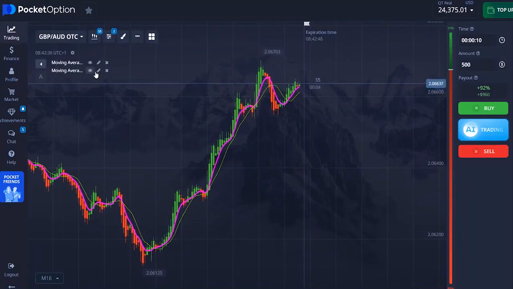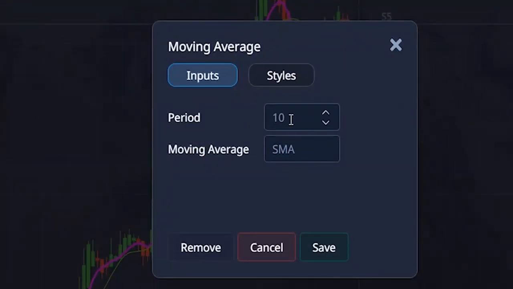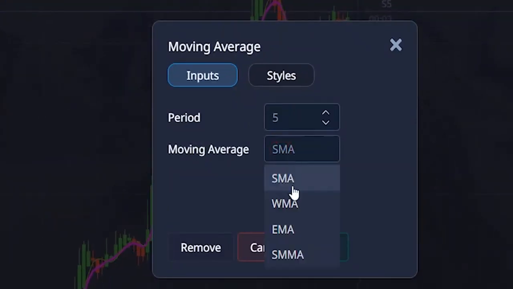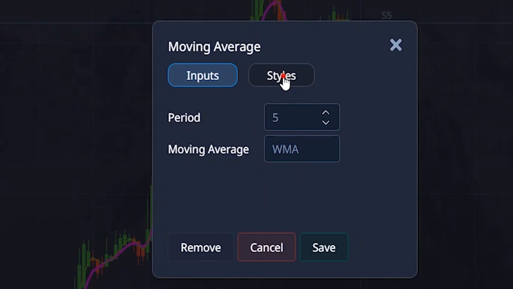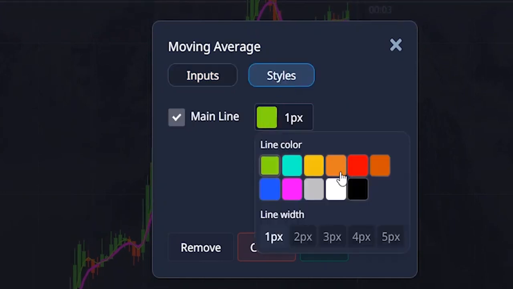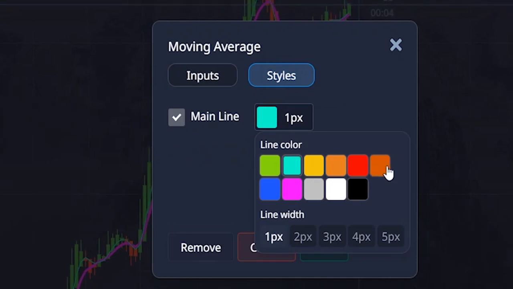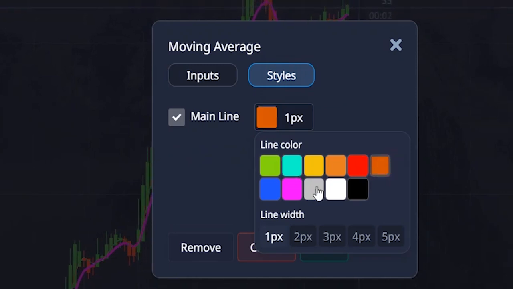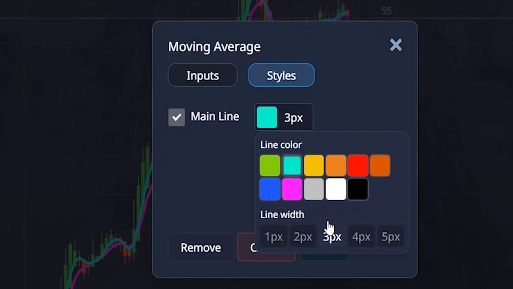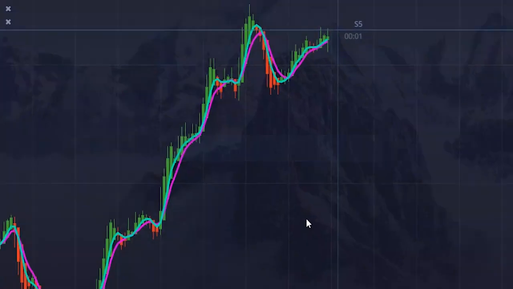The settings of our second moving average comes with the period of 5. We're going to set this as 5. The moving average, we're going to set it as WMA. Right here on the style level, let's use any other color. I think let's use orange, as far as it's going to be visible on your chart, and let's use it on 3 pixels. So when you're done, just click on save.